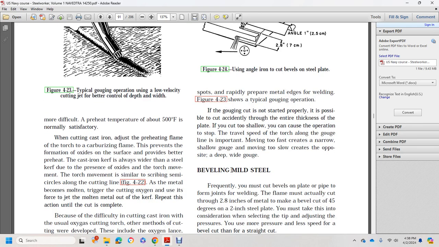It is more difficult to preheat cast iron; a temperature of 500 degrees is normally satisfactory. When cutting cast iron, adjust the preheating flame of the torch to a carbonizing flame to prevent the formation of oxide. A surface outline provides a better preheat with the cast iron, rather than the steel, due to the presence of the oxide. Move the torch in a similar semicircular motion along the cutting line.